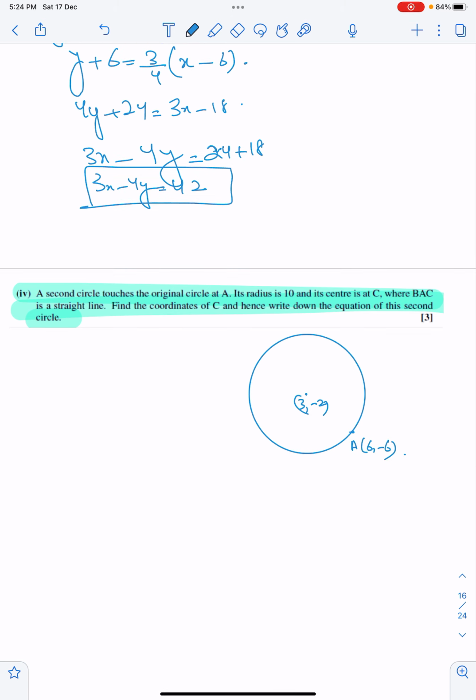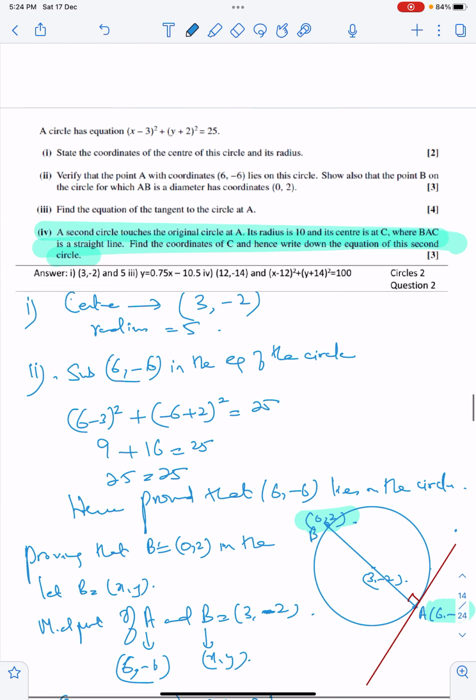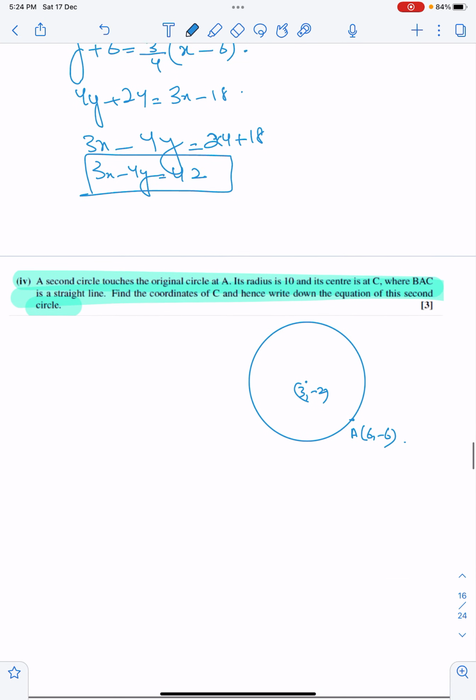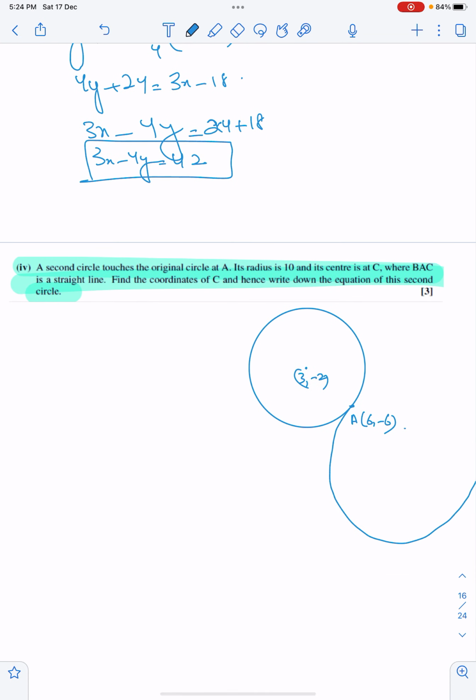A second circle touches the original circle at A. Its radius is 10. The radius of this circle was 5, so the second circle is bigger than this circle. So I'm just drawing a bigger one. The radius of this circle is 10 units. This is 5 units, this is 10 units.